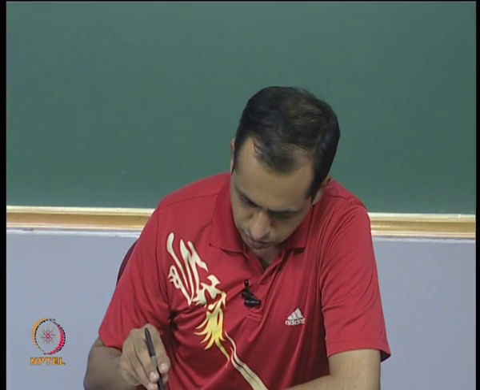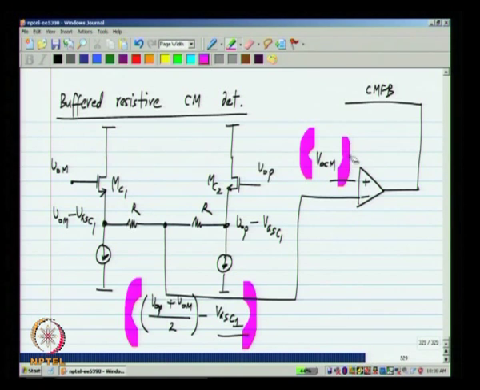It is very clear that instead of comparing the detected common mode voltage with VOCM, if I compare it with VOCM minus VGS C1, I will get exactly what I wanted. VOP plus VOM by 2 will be equal to VOCM. What I mean is I should not do the comparison with VOCM, but VOCM minus VGS C1. Now, how do I obtain this VGS C1 in this expression?